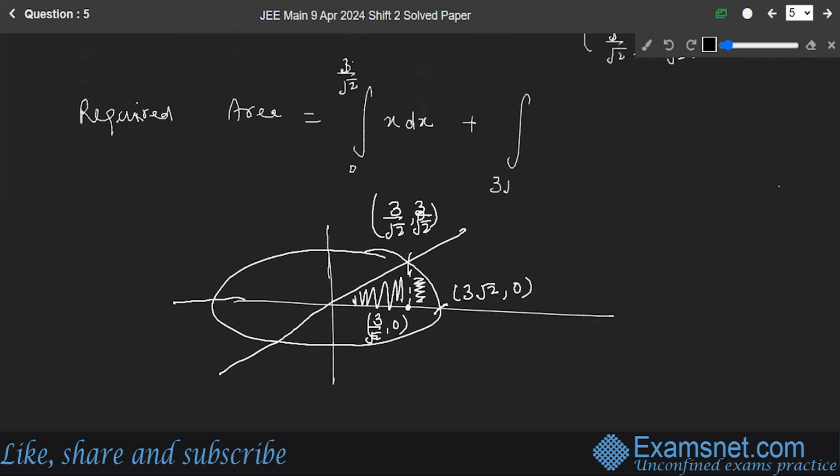This area is given by the line y equal to x from 0, because this was your origin, to 3 upon root 2 comma 0. And also from this point to this point, the area of the ellipse. This will be given by the area from 3 upon root 2 to 3 root 2 of root of 18 minus x square upon root 3 dx. Hope you understood it till here.